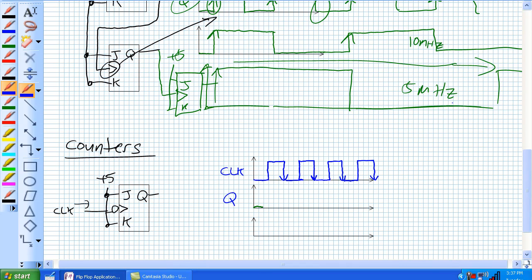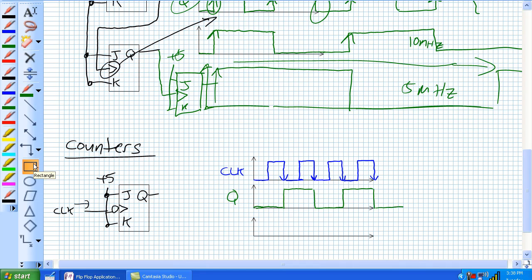Okay, let's assume Q is initially in the reset mode. So it's 0, and it's going to stay 0 until that negative edge comes along, and it goes up to 1. Next negative edge, it toggles back to 0, toggles back to 1, and so on and so forth. Okay? So half the frequency, and it's shifted over. So it's shifted this way because of that negative edge detection. Okay.